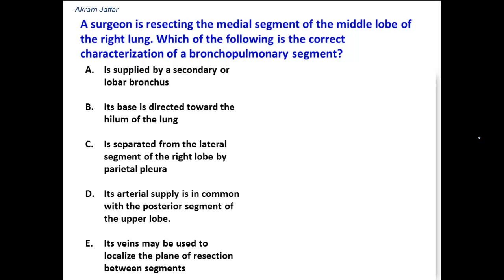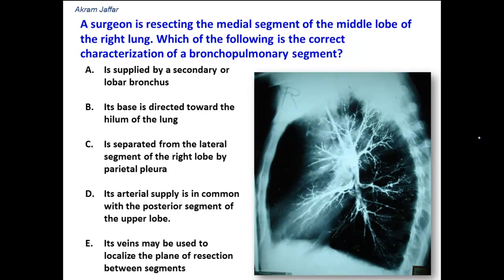A surgeon is resecting the medial segment of the middle lobe of the right lung. Which of the following is the correct characterization of a bronchopulmonary segment? Looking at the options, we need to define a bronchopulmonary segment. Let's look at this lateral chest x-ray with a contrast showing the bronchial tree.